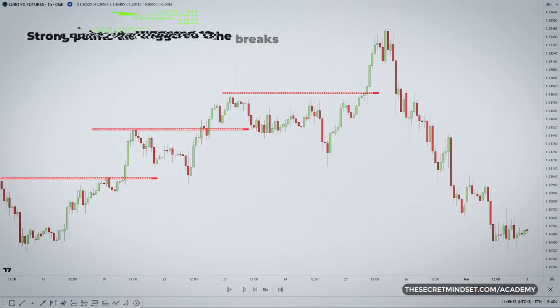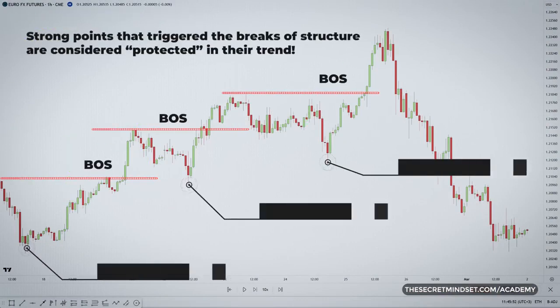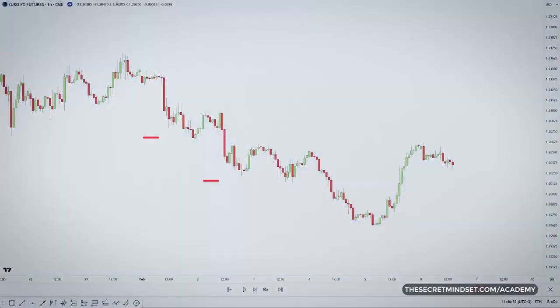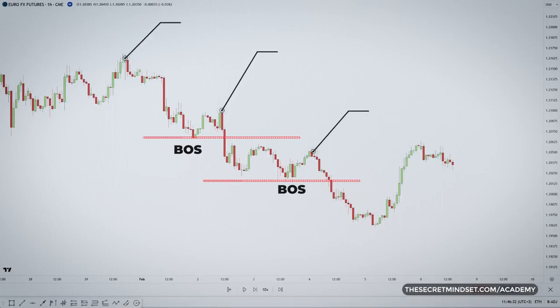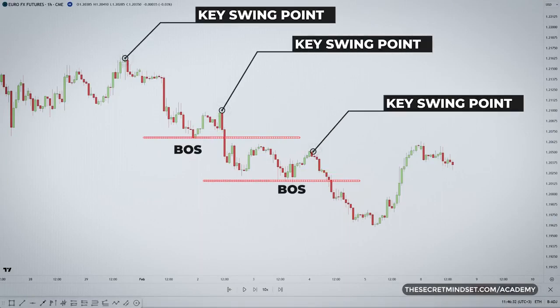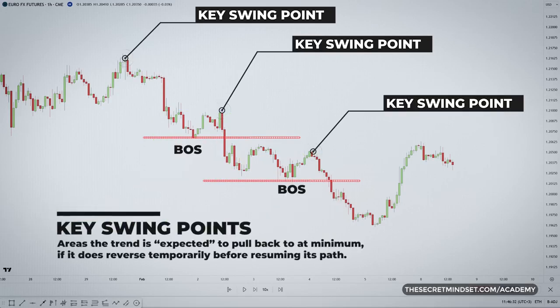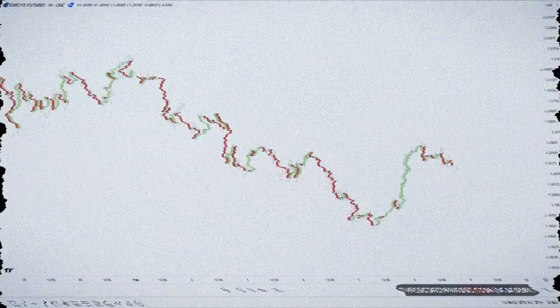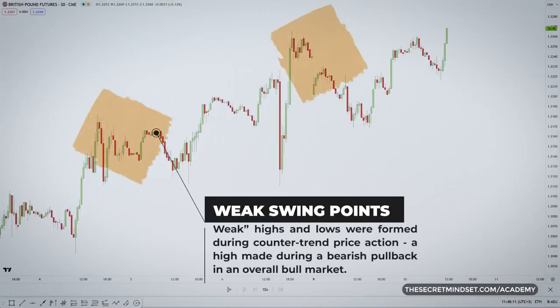These strong points that triggered the breaks of structure are considered protected in their trend. So if the current direction keeps playing out, the market should hold above higher lows or below lower highs. Seeing which swing points break through prior boundaries tells me a lot about where strong demand or supply likely sits, and it helps identify areas the trend is expected to pull back to at minimum if it does reverse temporarily before resuming its path.